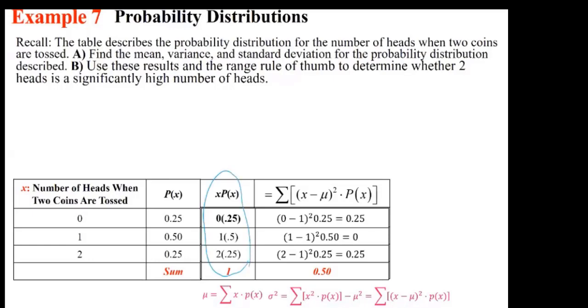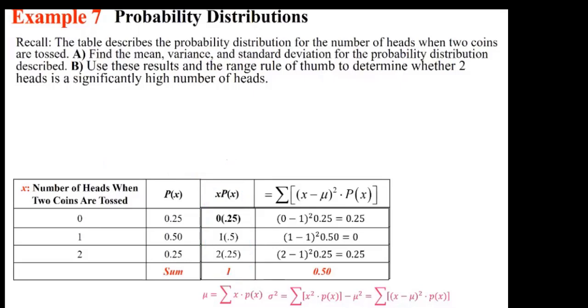So we multiply number 1, number 2, and we get number 3. 1 times 2 is number 3. We add them up, we get number 1. Now we use that to get to the last column. X minus mu, 0 minus 1, squared times p of x, which is 0.25. You do the same thing for the next one, and the next one, and you have all your answers.